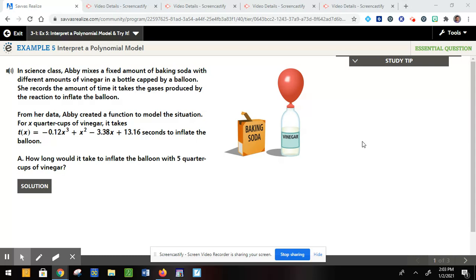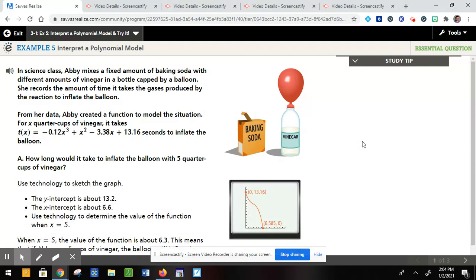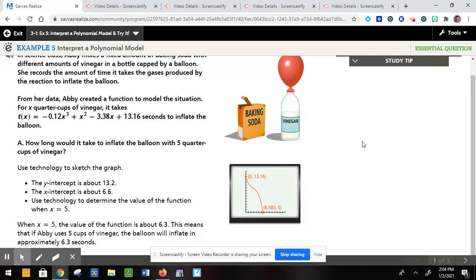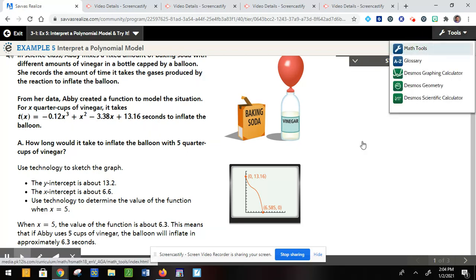That's an interesting way of saying 1 1/4 cups, I guess. All right, so 5/4 cups of vinegar. So we're going to be substituting 5 into the function. We can also just graph it. I would use Desmos for this because it's easier to identify points on the graph using Desmos. So let's go ahead and do that. I'm going to pause and get that set up.